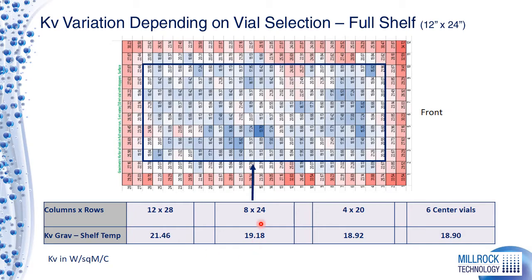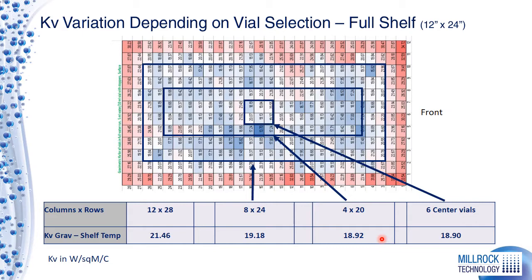If we look at the 8 by 24 rows, we get a Kv of 19.18. If we look at the 4 by 20, it's 18.92. And if we just look at the 6 center vials, it's 18.90. We can see that if we eliminate the edge vials, the outer 2 rows, we get a fairly similar Kv here. In fact, the difference is almost immaterial as far as the measurement goes. So once we eliminate those edge vials, the center vials are pretty consistent in Kv.